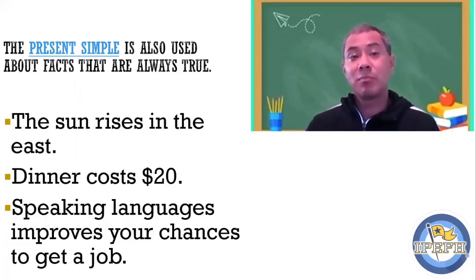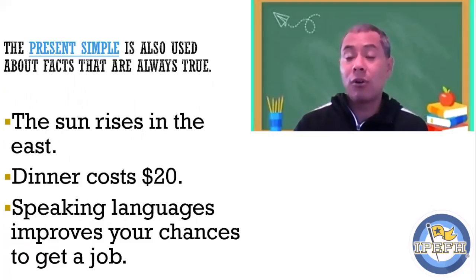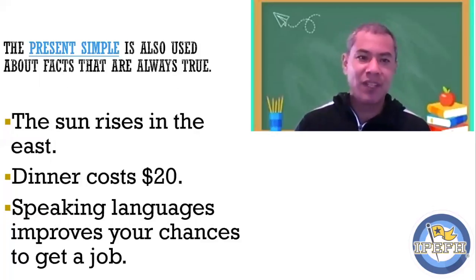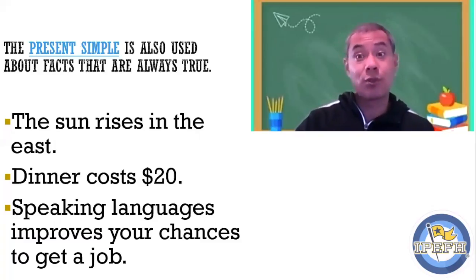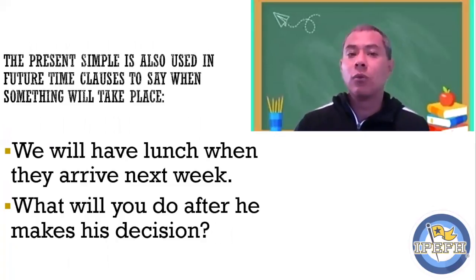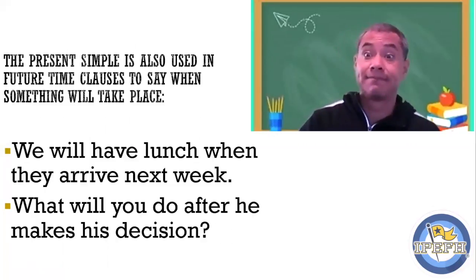The present simple is also used to talk about facts that are always true. So, for example, the sun rises in the east. For us, that is true. Dinner costs $20. So I guess nowadays it is also true. Speaking languages improves your chances to get a job. It sure does. The present simple is also used to talk about the future, when we say that something will take place. So for example, we will have lunch when they arrive next week. Or what will you do after he makes his decision?